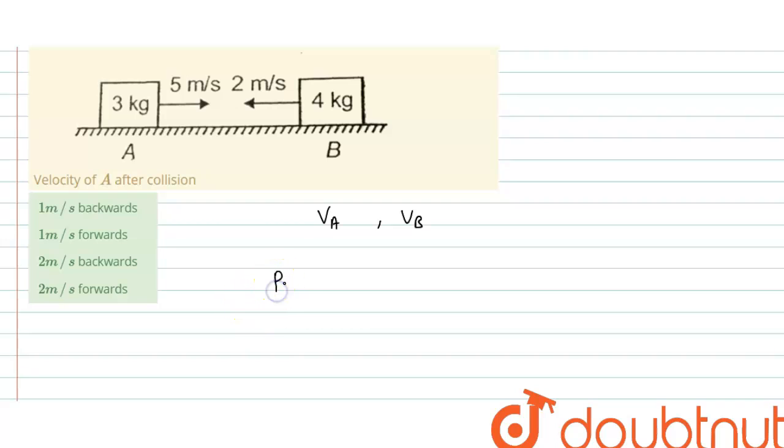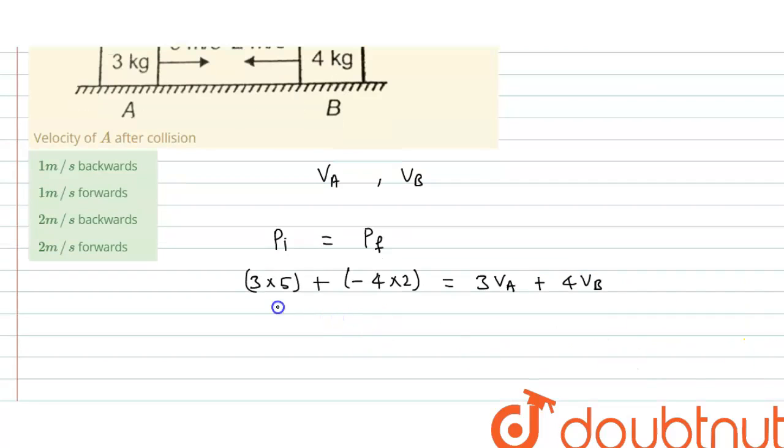According to conservation of linear momentum, initial linear momentum should be equal to final linear momentum, and initial linear momentum here is m1 v1 plus m2 v2, so 3 into 5 plus 4 into 2, but in opposite direction, so minus sign, because linear momentum is a vector quantity. So minus 4 into 2 is equal to final linear momentum, which is 3 into VA plus 4 into VB. Now 5 into 3 is 15, minus 8, equals 7, which is equal to 3VA plus 4VB. This is our first equation.